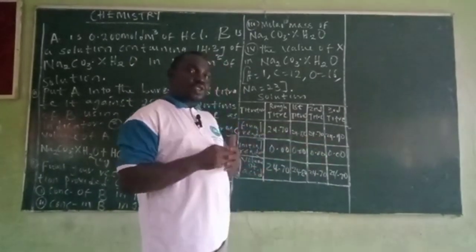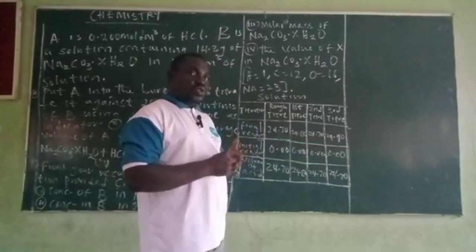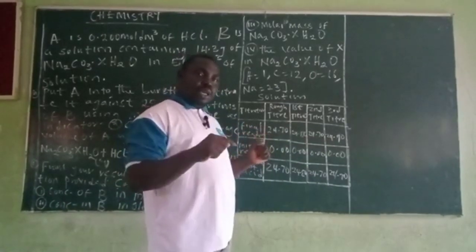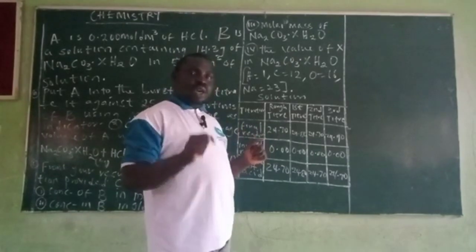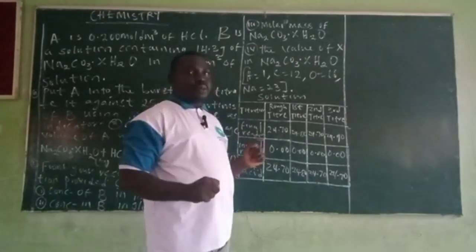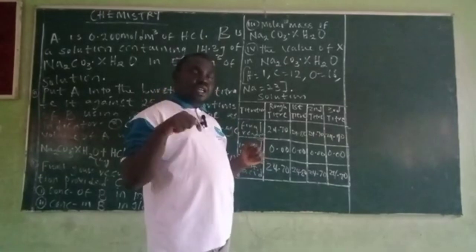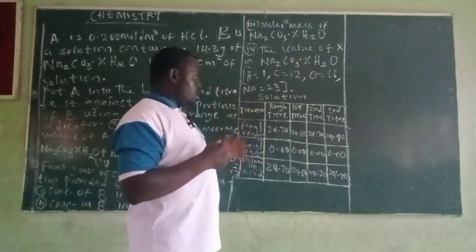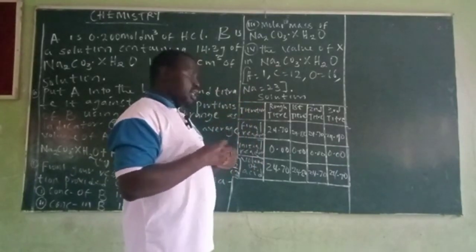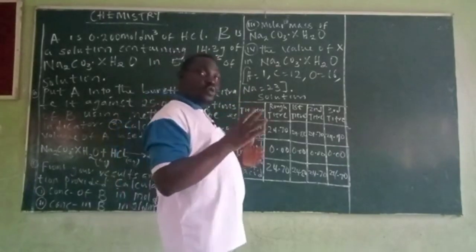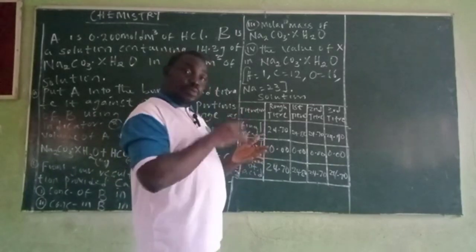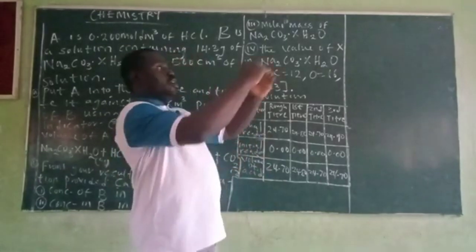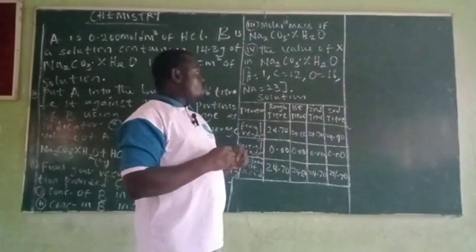And do not forget the precautions during titration. Number 1, you must rinse your pipette with the solution of the base, and your burette, you must rinse it with what? The solution of the acid. You must also make sure you avoid air bubbles, and the burette must not leak. There must not be leakage, and you also avoid error due to parallax.